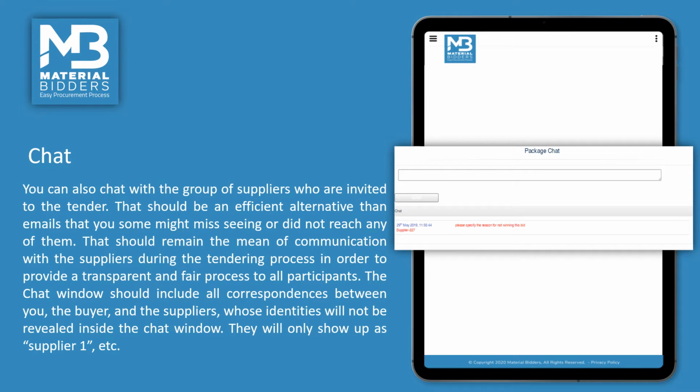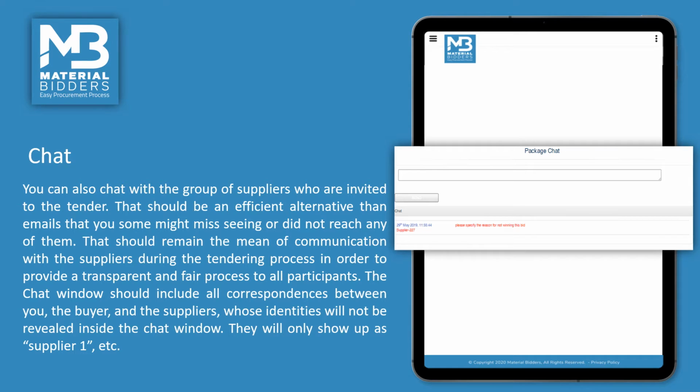Chat. You can also chat with a group of suppliers who are invited to the tender. That should be an efficient alternative to emails that some might have missed or that did not reach any of them. That should remain the means of communication with the suppliers during the tendering process in order to provide a transparent and fair process to all participants.